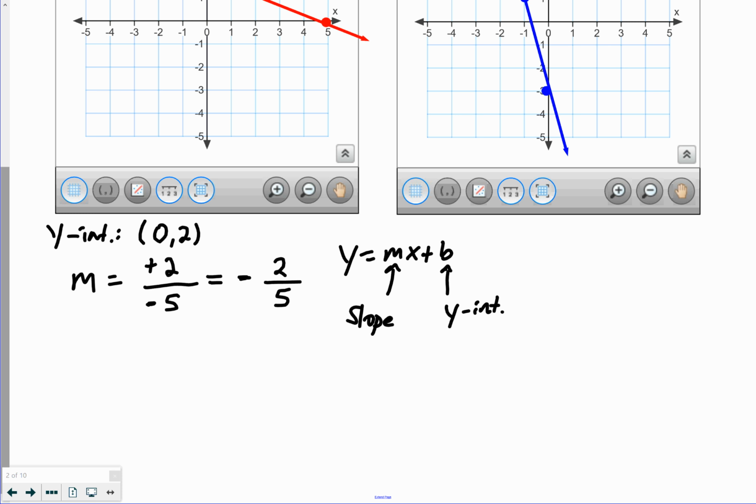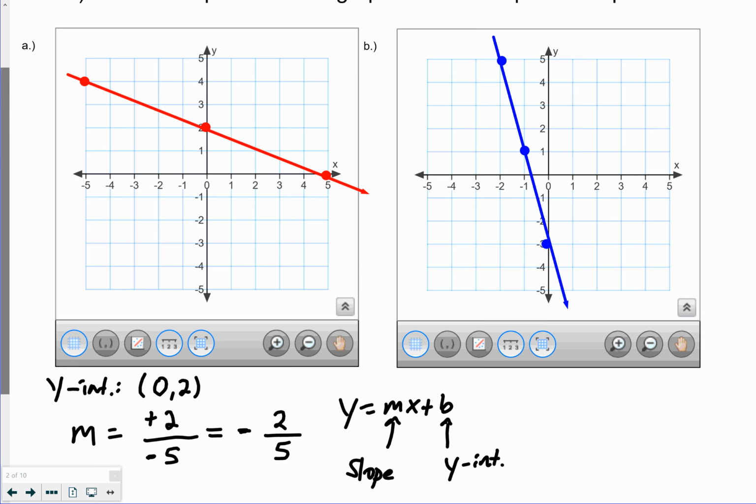So are you good on how I got the 2? I started at the y-intercept. I went up 2, because I want to get it to this point, Brianna. So up 2. That's where I wrote a positive 2. And I went left 1, 2, 3, 4, 5 to get to that point. That's the negative 5 in the denominator. And I just cleaned it up. No one's ever going to write it like that. So I just cleaned it up to make it negative 2/5. David?